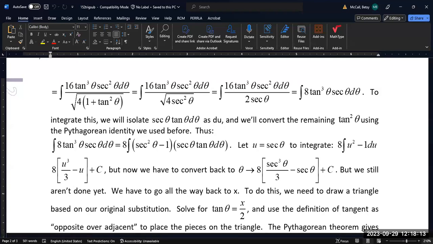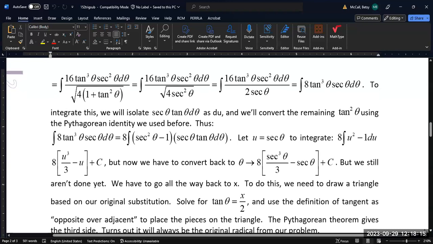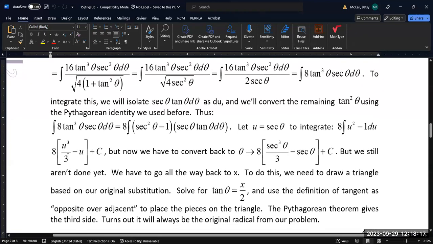But we're not done because we have to go back to our original variable. So the u's get replaced with secants. And now we have this expression, but we're still not done because now we have to go back to x. X was the original variable. And so we have to go back to x.